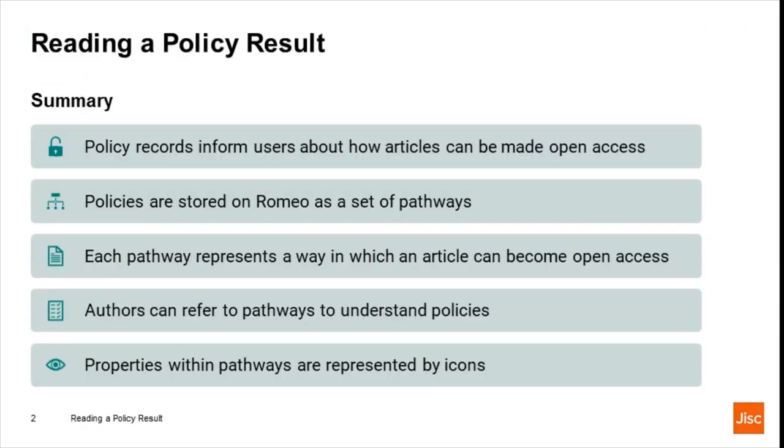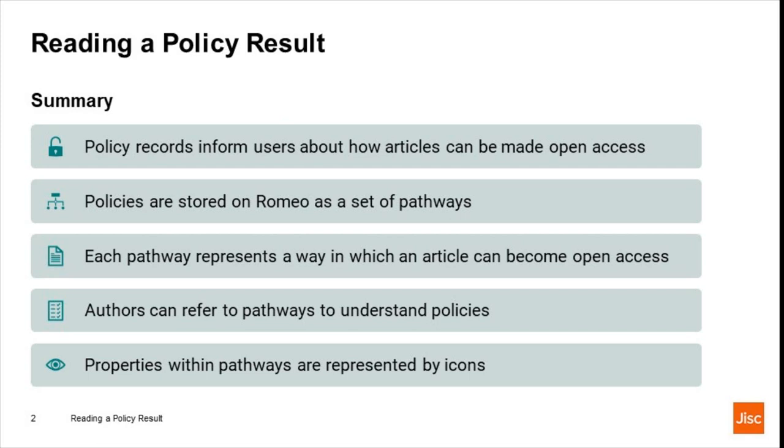Publisher policy records contain information on how articles can be made open access for the published, submitted and accepted versions. Policies are stored on Sherpa Romeo as a set of pathways. Each pathway represents a way in which a document can become open access. Authors can refer to these pathways to understand how to make their article open access. Properties within pathways are represented by icons to give users a glanceable summary of publisher policies.